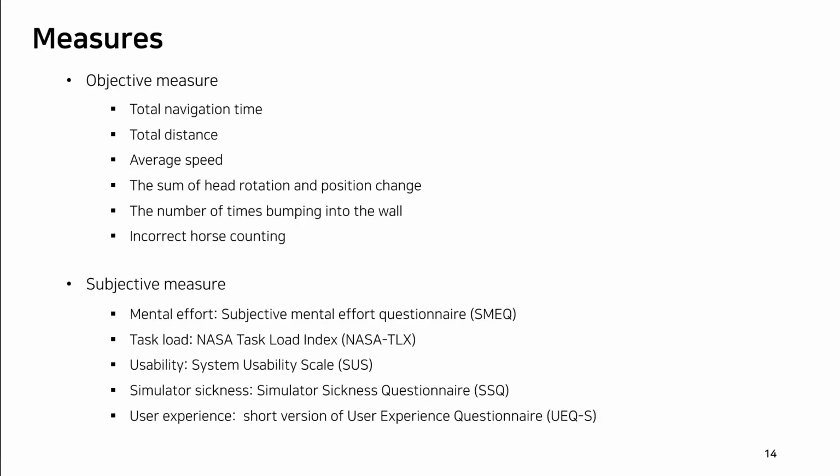To compare the proposed RayHand navigation, we measured the following variables: total navigation time and total distance, average speed, the sum of head rotation and position change, the number of times bumping into the wall, and incorrect horse counting. Also, we measured mental effort, task load, usability, simulator sickness, and user experience.